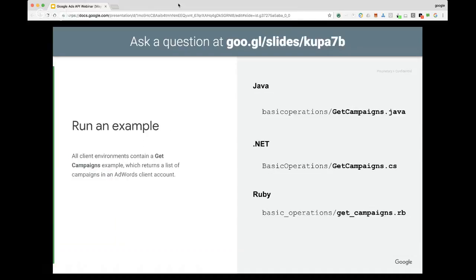So once you have that all configured, you're free to run an example. The one that we recommend, sort of the canonical example here, is the get campaigns. It's in the basic operations directory in all 3 of these distributions.